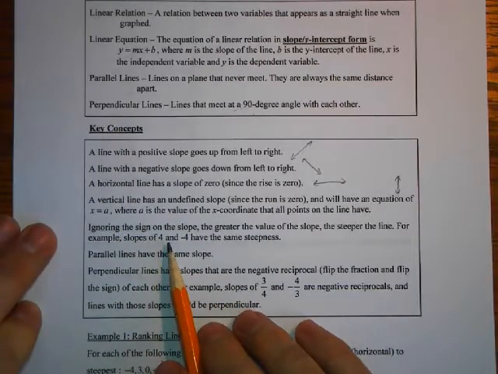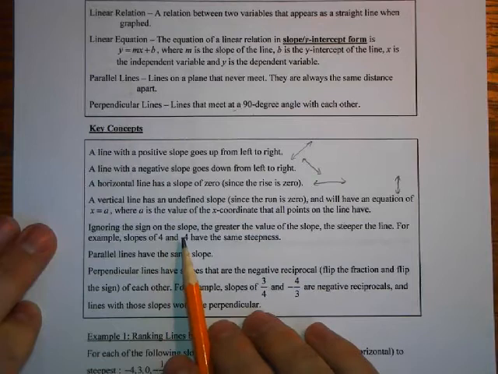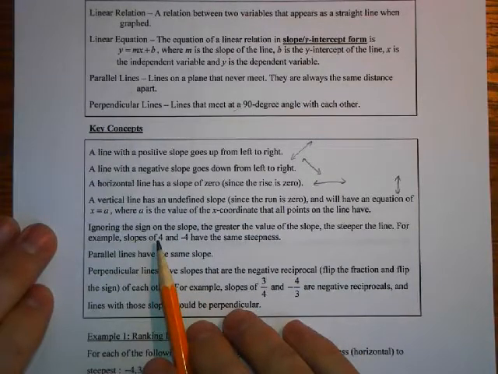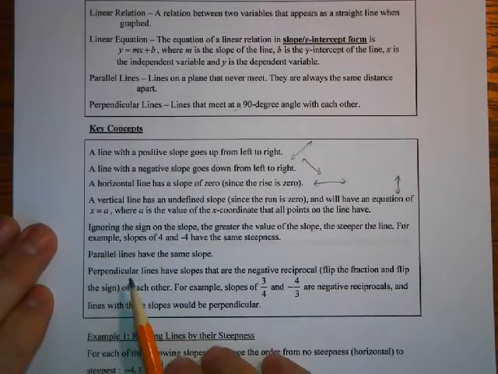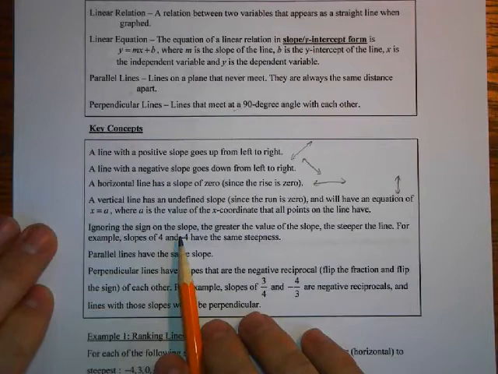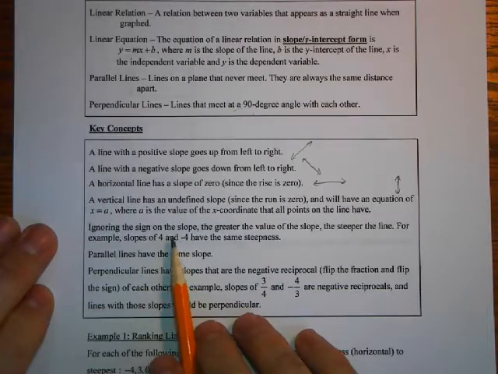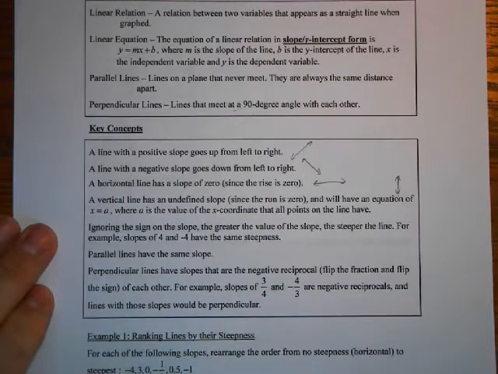Now, if we're talking about steepness, we actually ignore the sign on the slope. For example, if you had a slope of -4 and another line had a slope of 4, it seems like the slope of 4 would be steeper because the number's bigger, but that's not the case. They both have the same steepness, because when we consider steepness, we drop the negative sign and then compare which one's bigger. So 4 and -4 have the same steepness.